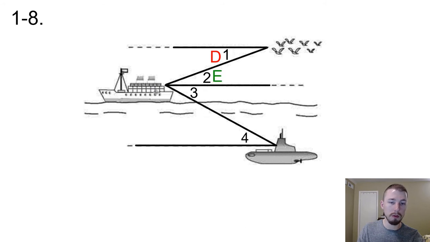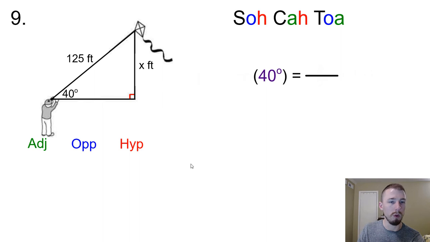And then looking from the cruise ship down to the submarine is an angle of depression. And then from the submarine looking up would be an angle of elevation. So you can just label those DE, DE. You'll kind of notice a pattern for the other problems we have there as well for 1 through 4.